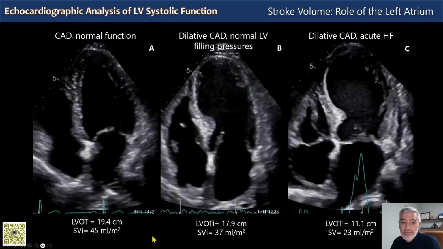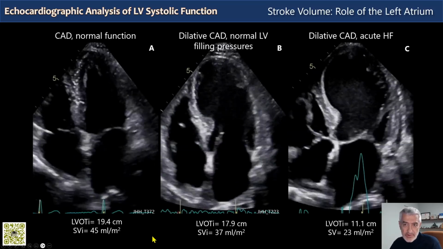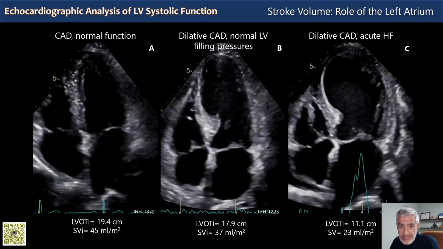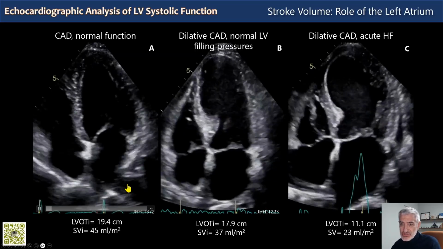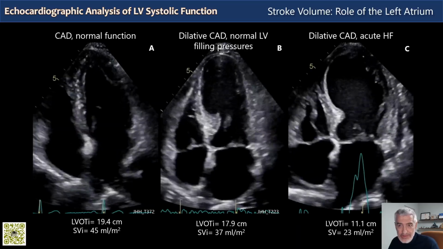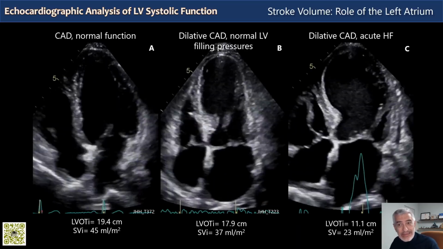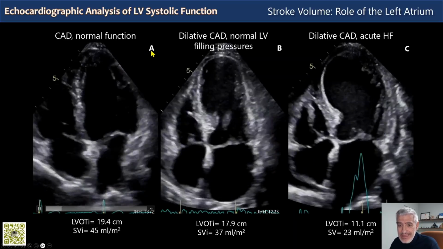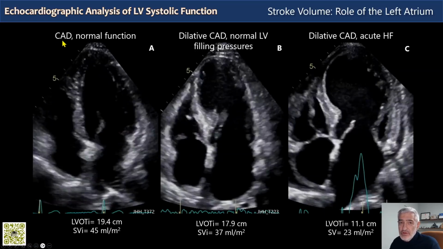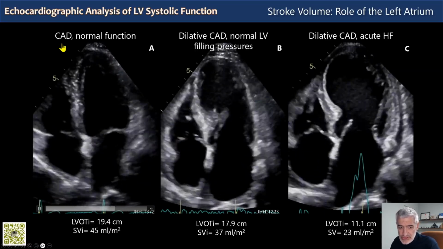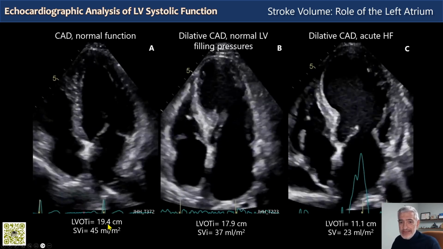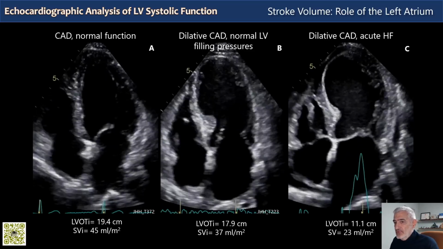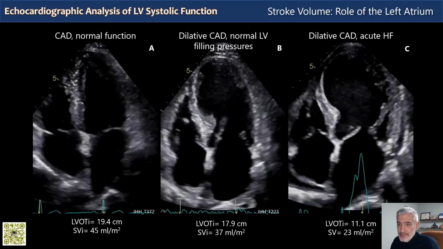And now let's look at the relation between the left atrial reservoir function during ventricular systole and ventricular stroke volume. The normal reservoir expansion of the left atrial area is 60% or more, like you can see in panel A, where we have a patient with coronary artery disease but totally normal function. And you see that there is a normal indexed stroke volume of 45 milliliters per square meter.